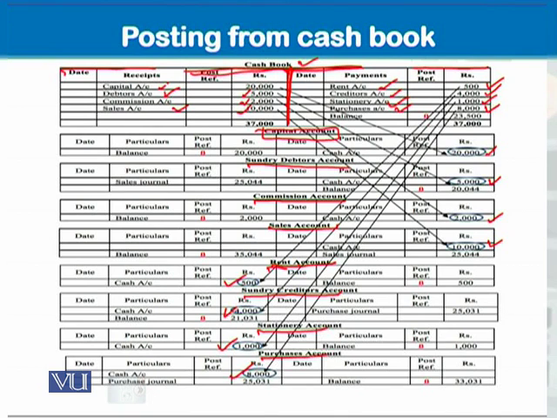If that was the amount appearing in the debit side of cash book, those are appearing in the credit side of the relevant ledger account. If the amount was appearing in the credit side of cash book, so their second effect is appearing in the debit side of the relevant ledger account.